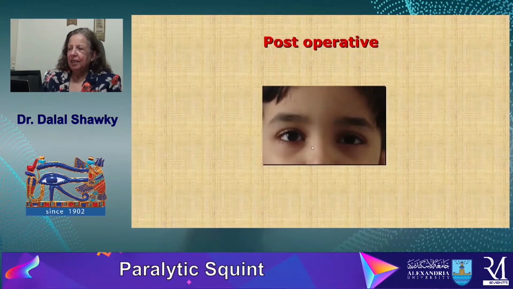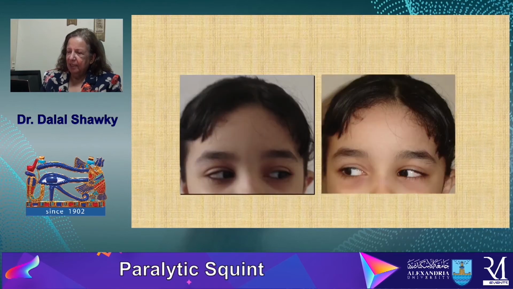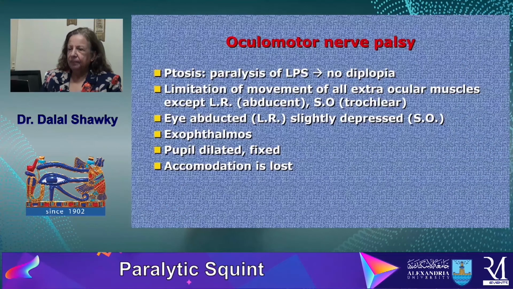Here in the post-operative, the head tilt is corrected. The primary position, the eyes are parallel. They were parallel from the start, but the chin depression is corrected. But now, looking right and left: looking to the left, the right eye is no more hypertropic, and looking to the right, the left eye is no more hypertropic, and the hypertropia is corrected and the patient is satisfied.